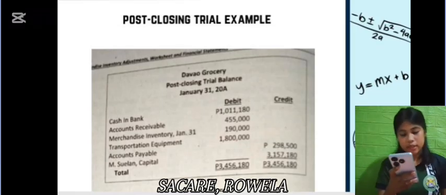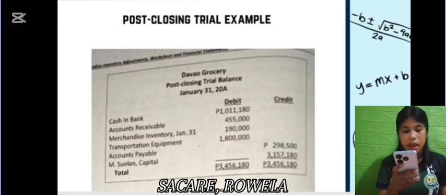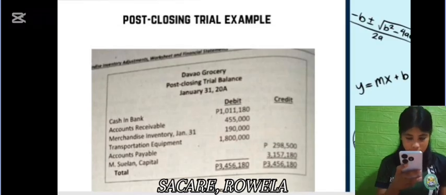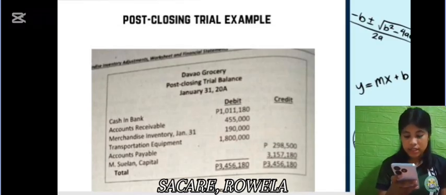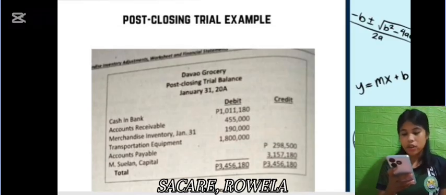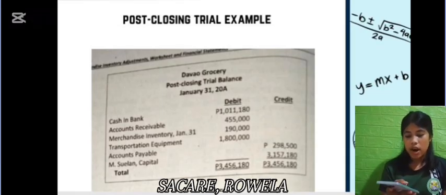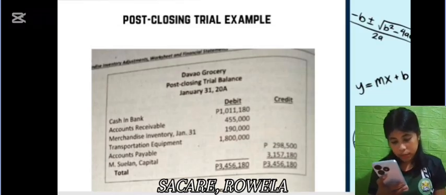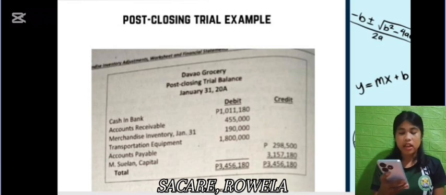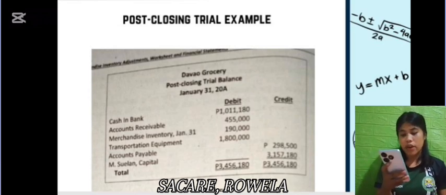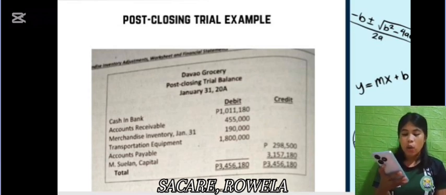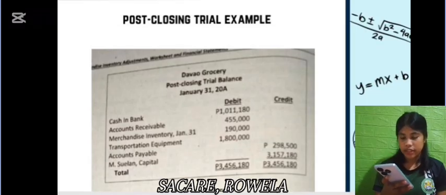Then diri na sa merchandise inventory. After closing entry adjustment, the final balance is 190,000. Then there's the transportation equipment. This account has no change in January and has a balance of 1,800,000.